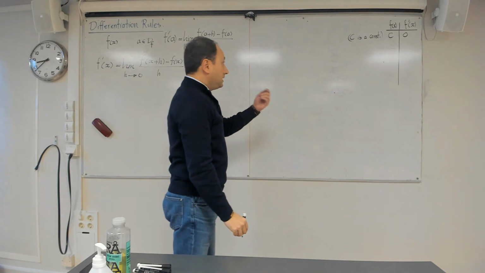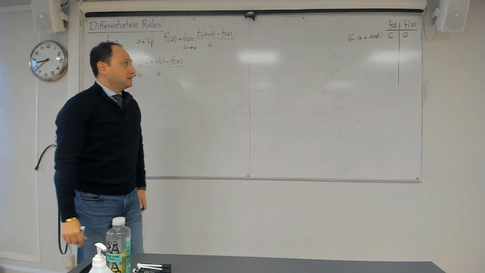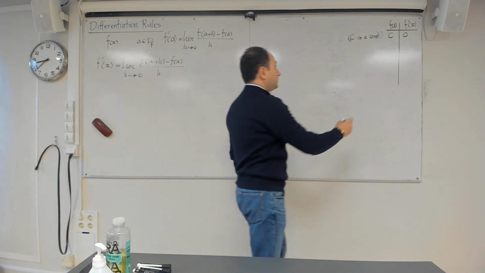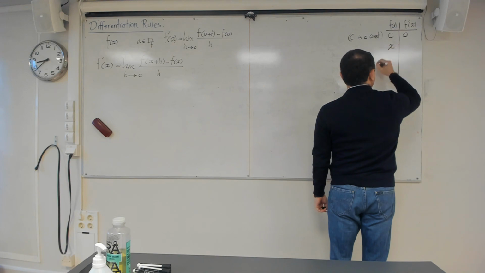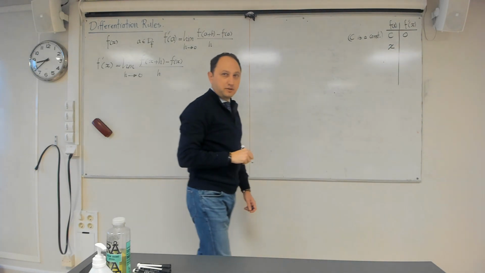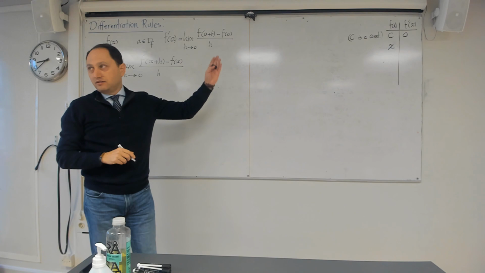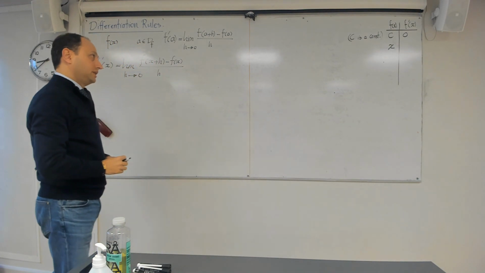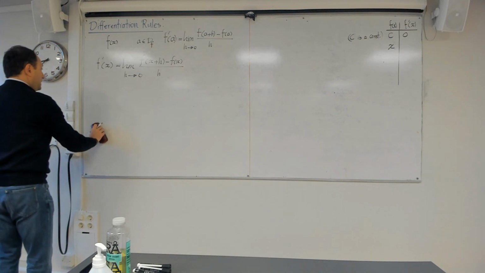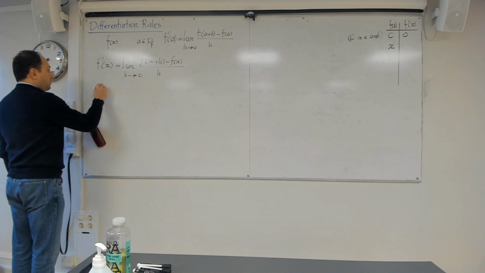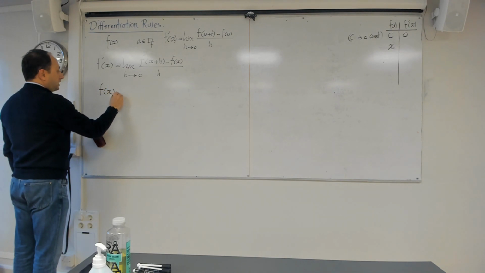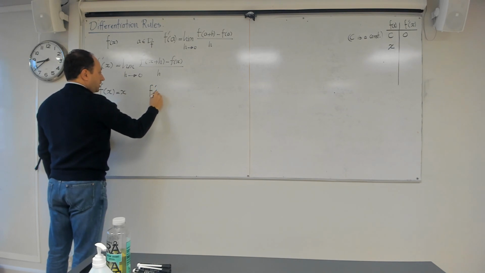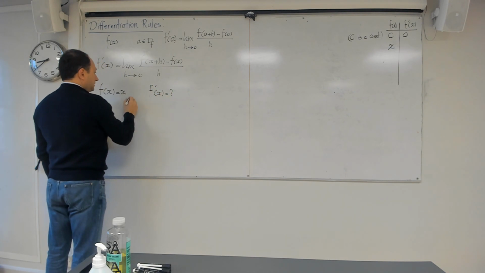The next function would be f of x equal to x. Do you remember what we did for f of x equal to x? Did we calculate the derivative of f of x equal to x? No? Okay, so let us calculate that one. Here f of x is equal to x, and my question is, what is f prime of x?